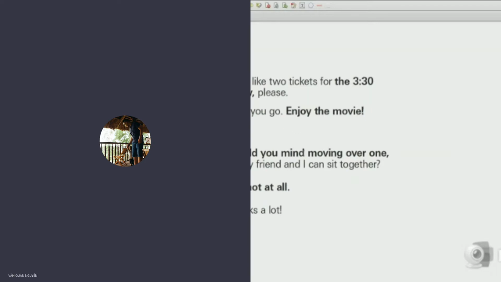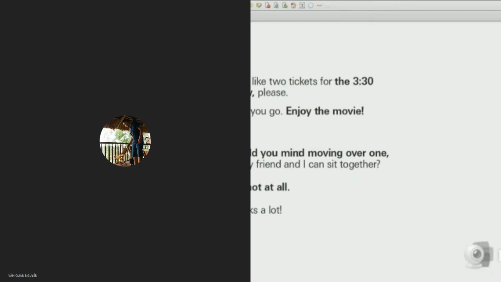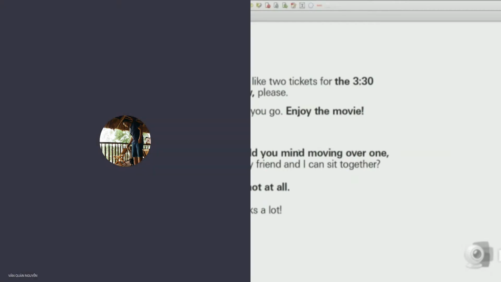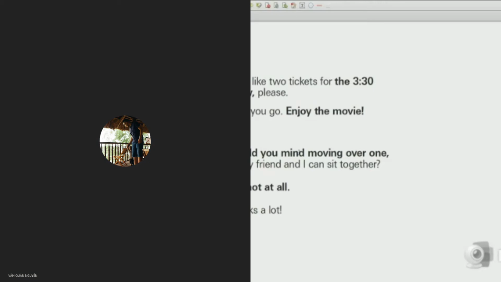We'd like two tickets for the 3:30 show, please. Here you go. Enjoy the movie. Would you mind moving over one so my friend and I can sit together? No, not at all. Thanks a lot.